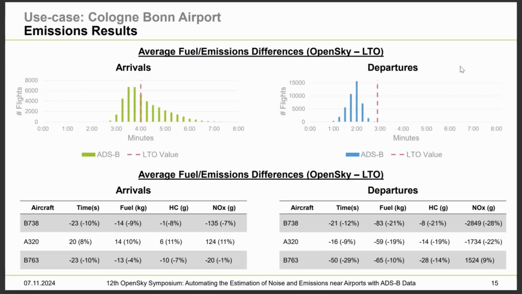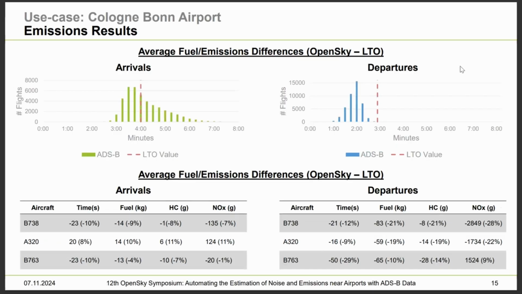Time is actually probably the most influencing parameter here on calculating the difference between LTO cycle emissions and emissions calculated with trajectory data. That's why I show it kind of big on the top. Remember, the LTO cycle is a fixed reporting method. That's why you see the red value. That is the LTO cycle time for every arrival on the left, 4 minutes, and departure on the right, 3 minutes. LTO cycle reporting is always done up to 3,000 feet above ground level.